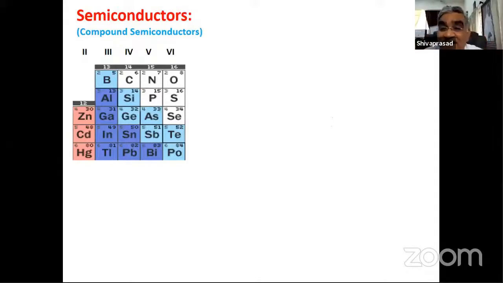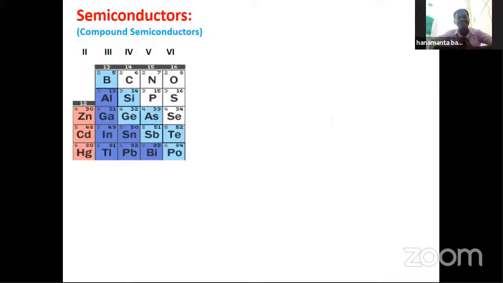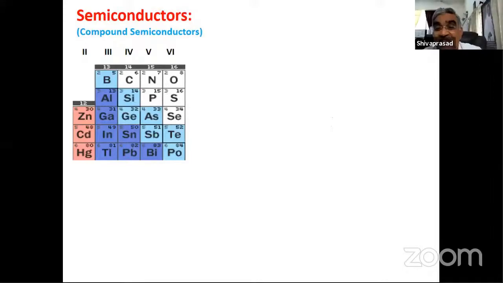Nature has given only two semiconductors, silicon and germanium. But see how many Hanumant can make, right? Hundreds, by mixing different kinds of elements from 3-5 or 2-6. So these are called 3-5 semiconductors, and they're also called 2-6 semiconductors.